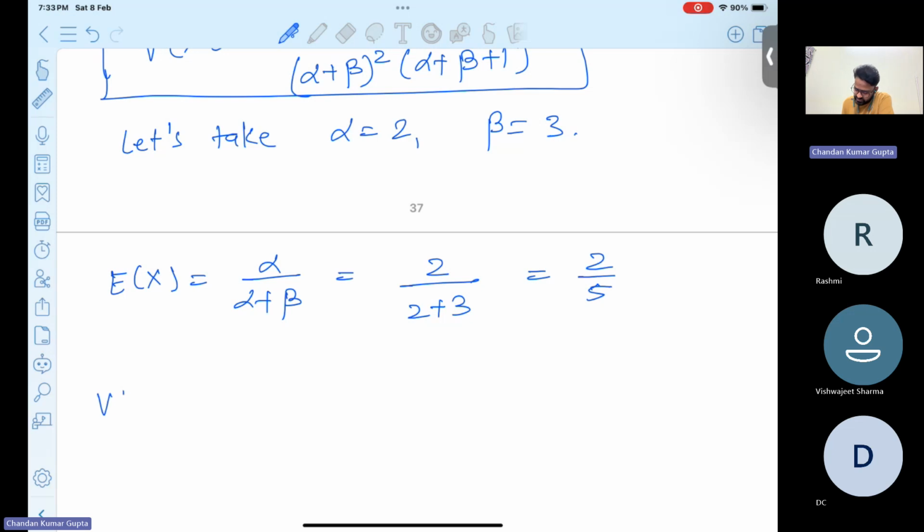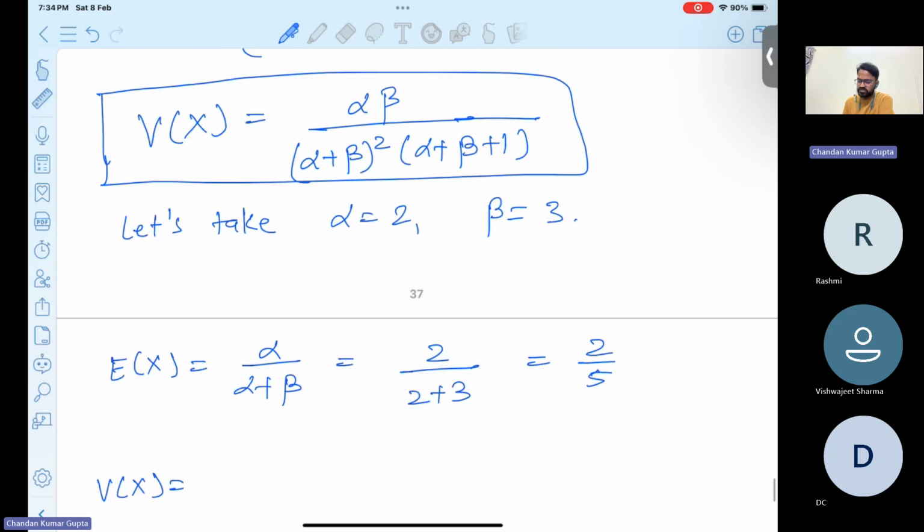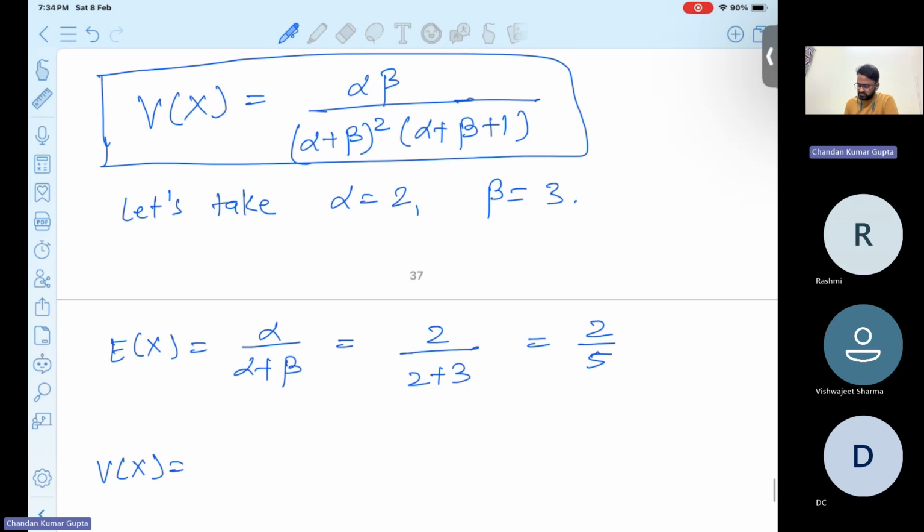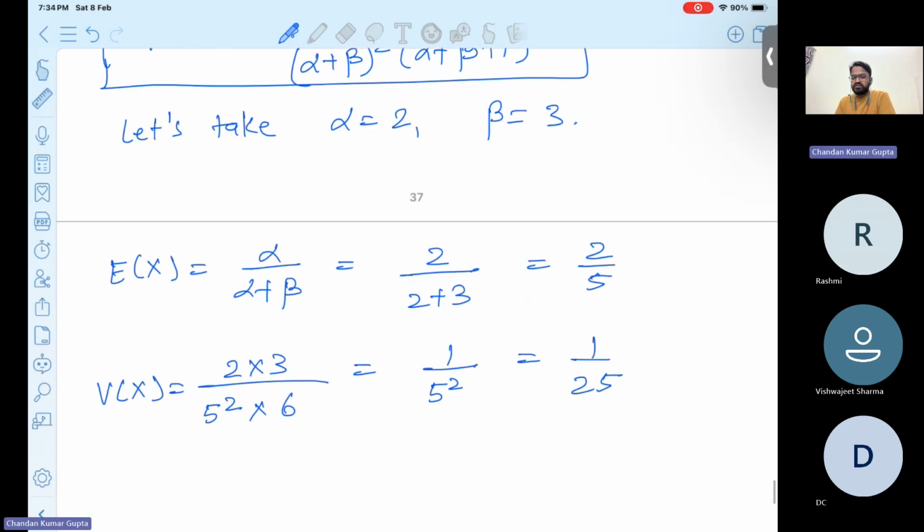And variance of x is a long quantity, so I'm directly using the numbers here. Alpha into beta, that means 2 into 3, divided by alpha plus beta whole square, 5 square, multiplied by alpha plus beta plus 1, that is 2 plus 3 plus 1, which comes out to be 6. So 6 divided by 5 square into 6 comes out to be 1 upon 5 square, which is 1 by 25. So when we are given particular values of the parameters, we are able to calculate the expected value or the variance of the random variable as numbers.